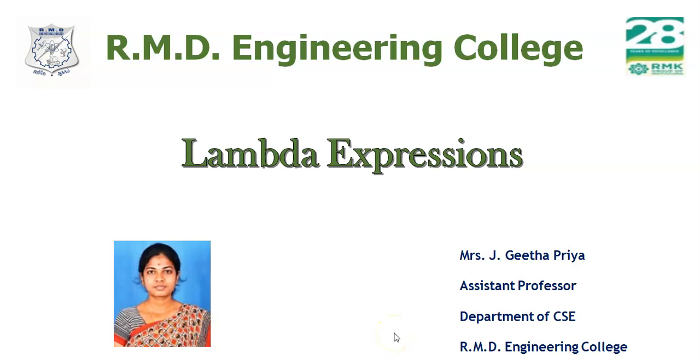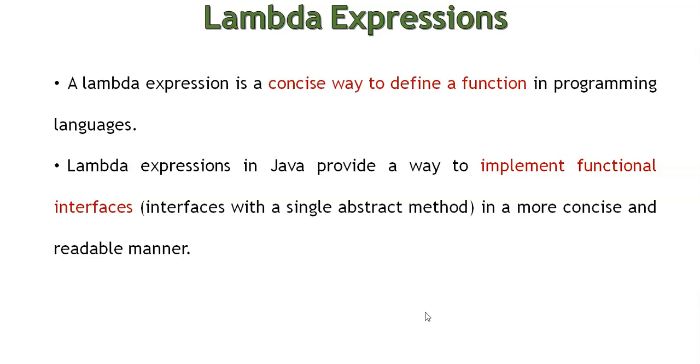Dear learners, in this video we are going to discuss lambda expressions. Lambda expression is also called an anonymous function, which provides a concise way to define a function in programming languages. The lambda expression in Java provides a way to implement the functional interfaces in a concise and readable manner. Functional interface is an interface that has only one abstract method.